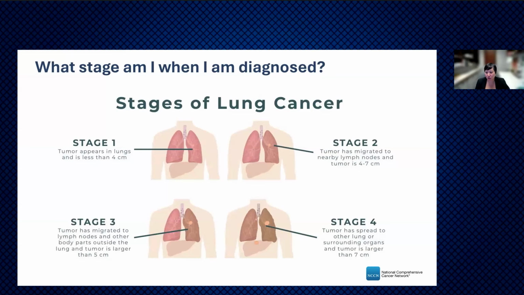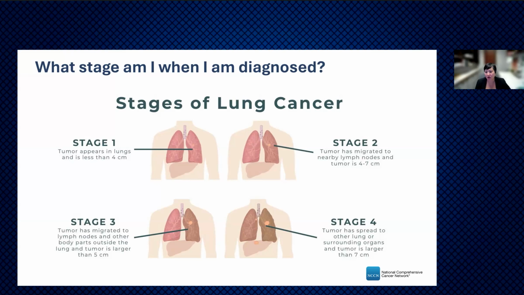So what does staging mean? So now let's say somebody's told you, okay, we got a piece of the tumor. We know it's a non-small cell lung cancer. We've told you what subtype it is. And so what's important for us to know is the stage. And stage means how extensive is the cancer? Where has it gone? So a stage 1 is lung cancer that's just in the lungs.